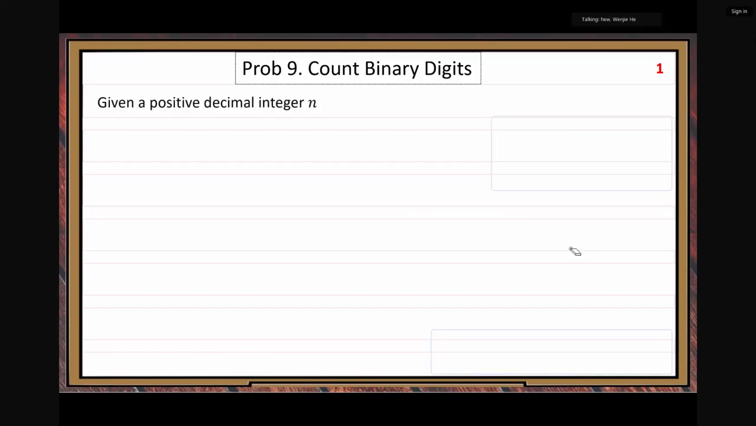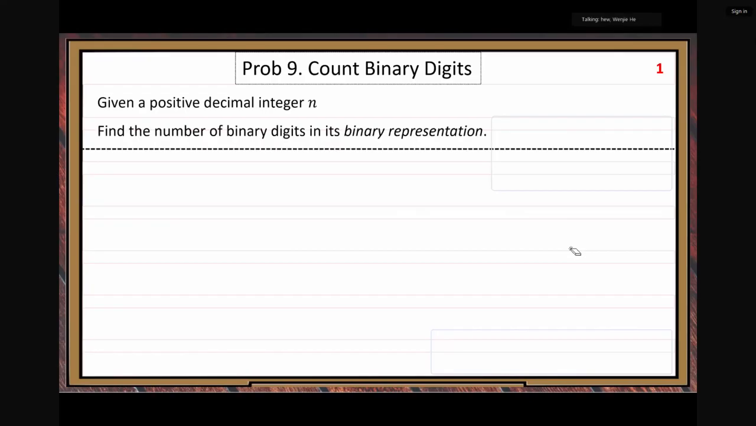Given a positive decimal integer n, find the number of binary digits in its binary representation. Pretty simple. But this time we use a recursive function to solve this problem.